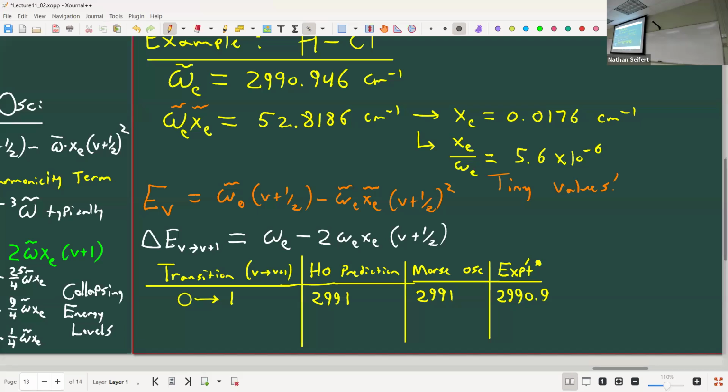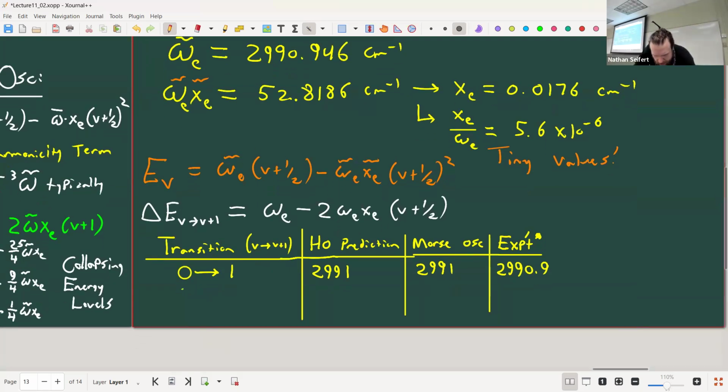Remember, CH stretches are around 3,000. So this would pop up on the IR upstairs. You see this really big spectrum, really straightforward, and everything looks harmonic to you up to some limit. But I can also, we'll talk a little bit about why I can do this, I can also jump 2 quanta. What we call an overtone.